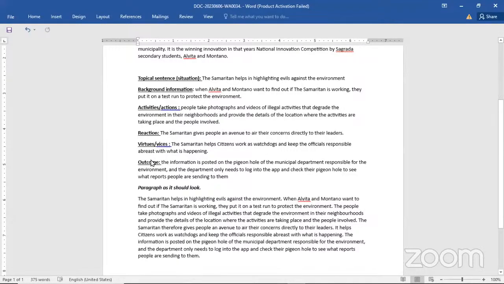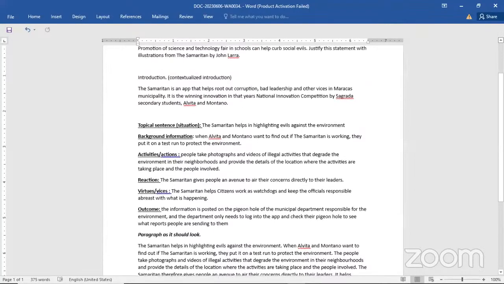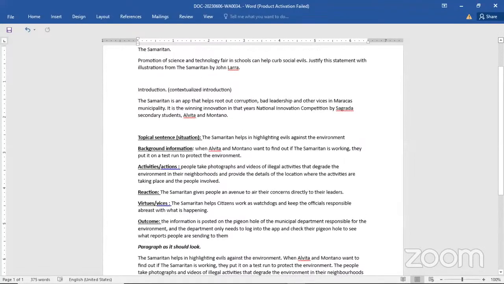Because remember, by the end of the paragraph, we should capture the two sides of the question. So our question here, let me repeat the question: promotion of science and technology fair in schools can help curb social evils. Justify this statement with illustrations from the Samaritan.